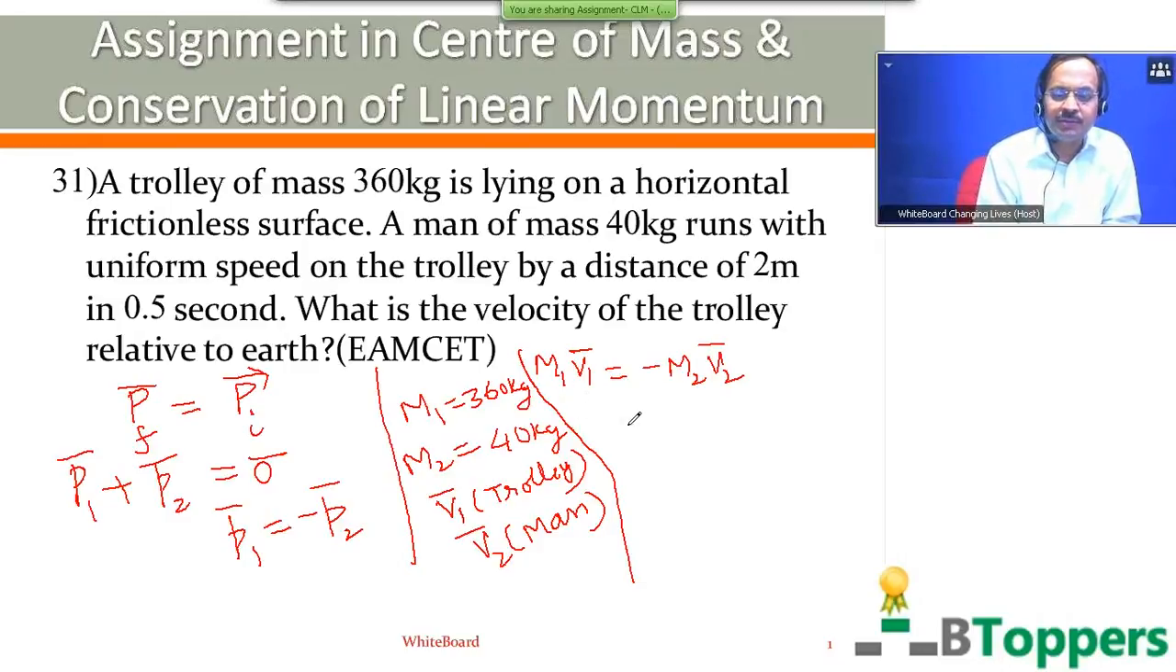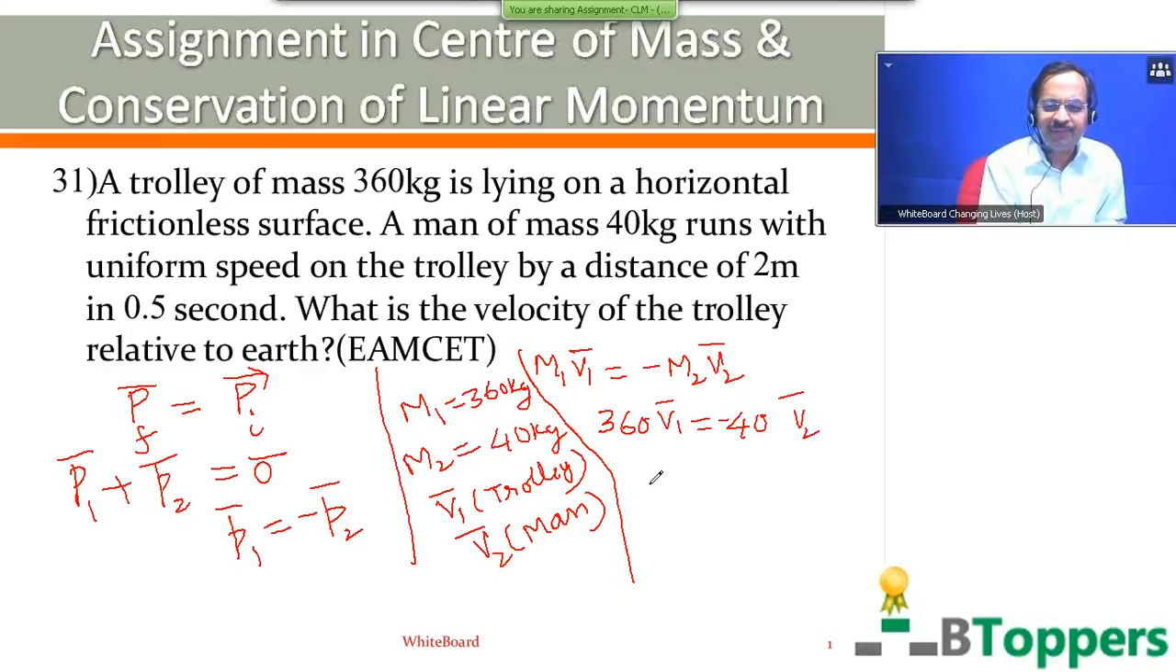So that means when two bodies move in opposite directions, the magnitude of the relative velocity of one body with respect to the other body will be equal to the ordinary sum of the magnitudes of the velocities of the two bodies. If you substitute here M1 equal to 360 kg, M2 equal to 40 kg, you get V2 bar equal to minus 9 times V1 bar.